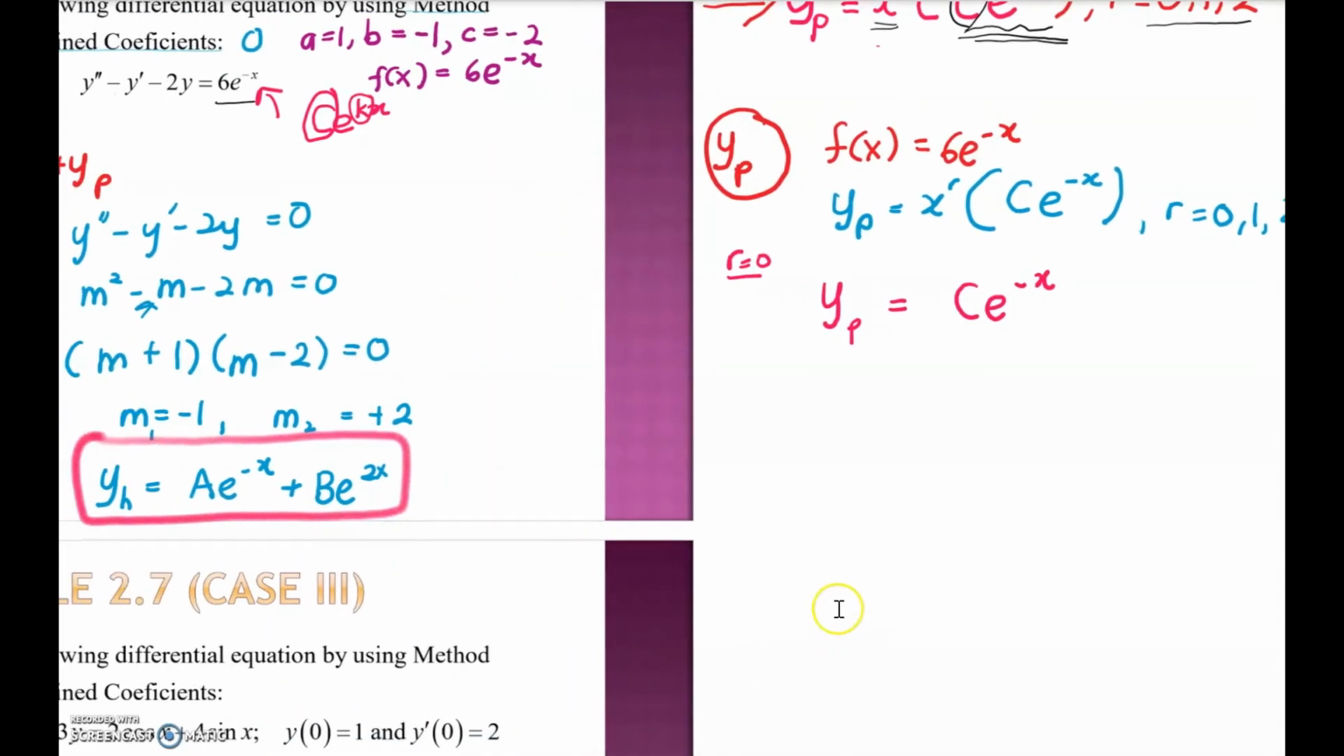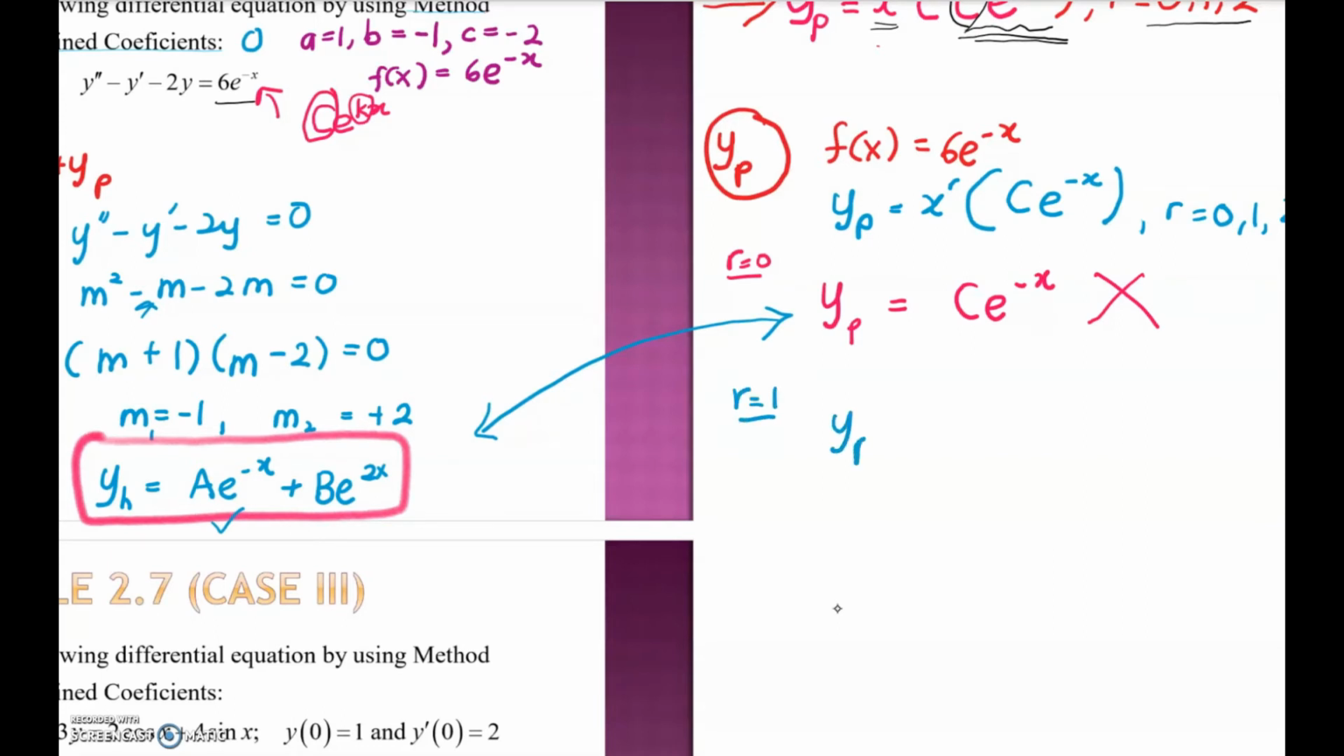Then as in the previous example in case 1, I say that whenever you try to write down your initial guess, you stop for a while and then you try to compare the solution that you have obtained previously in your YH. Do not compare with your question. We need to compare solution to solution. Then the previous solution is YH, and I note that I have ce negative x in here, so I cannot say that this is my correct initial guess. So what I need to do is proceed with r equals to 1.